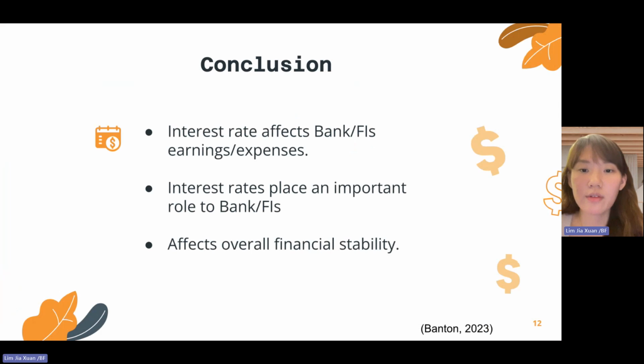So in conclusion, interest rate fluctuations may have complex effects on the bank's viability, impacting its profitability, funding expenses, and the overall stability of the financial system. It affects banks' and financial institutions' earnings and expenses, and it plays an important role for them. Interest rates affect overall financial stability. So in order to successfully navigate the complexity of interest rate fluctuations and ensure long-term financial stability, banks that prioritize their customers and implement strong risk management and diversification strategies are considered successful. In a financial environment that is consistently shifting, strategic adaptation is essential for both survival and success.